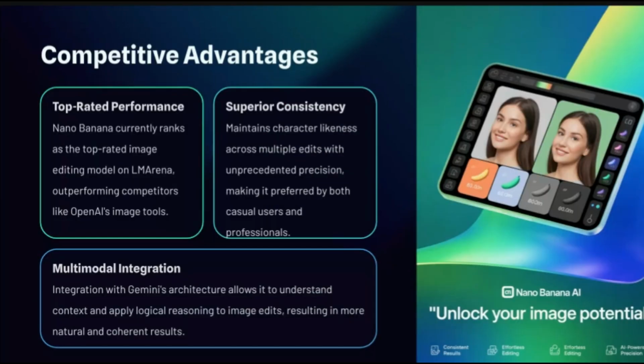So why would you choose Nano Banana over other tools? One, its top-rated performance. Nano Banana is currently ranked as the top-rated image editing model on LM Arena, outperforming competitors like OpenAI's image tools. It maintains character likeness across multiple edits with unprecedented precision, making it preferred by both casual users and professionals. So just to keep that in mind. And then there's multimodal integration. Because of its integration with Gemini's architecture, Nano Banana understands context and uses logical reasoning to create more natural, more coherent results. It truly allows you to unlock your image potential.